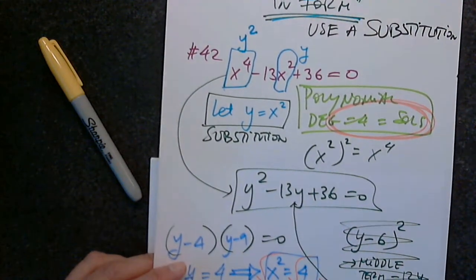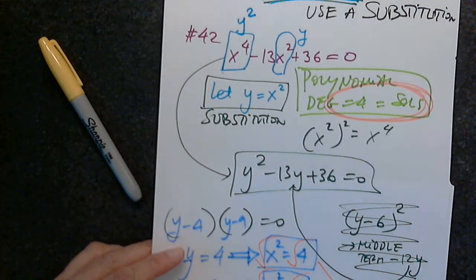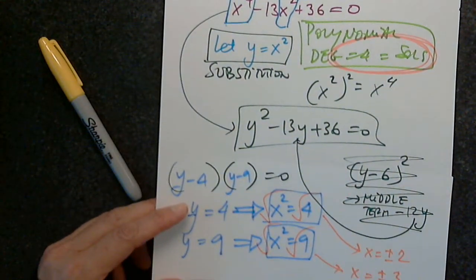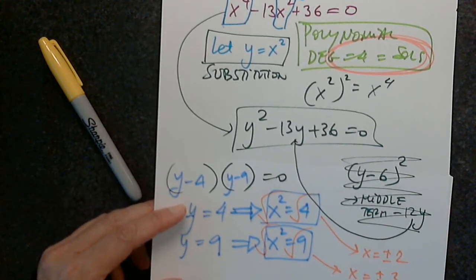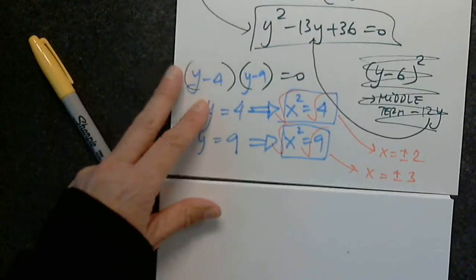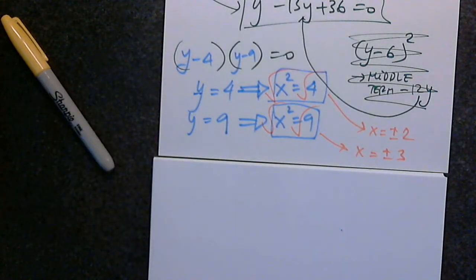Would it be okay if we just wrote x equals 2, and then x equals minus 2? Of course, you can separate them. There is no need, but it's the same answer. Yes, absolutely. Any questions on the method of substitution?